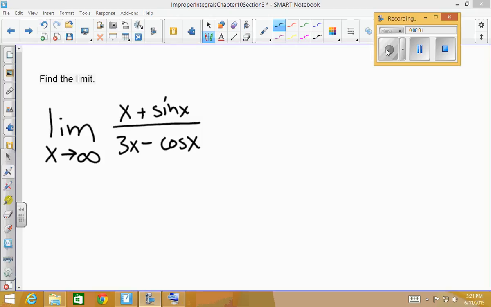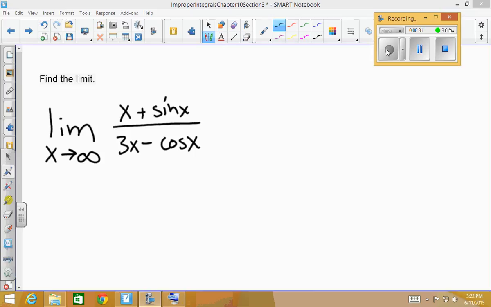Find the limit. The limit as x goes to infinity of (x plus the sine of x) divided by (3x minus the cosine of x). In this one, it might be advantageous, before we head off and try to evaluate this thing, to rewrite it. So let's divide the numerator and denominator by x.